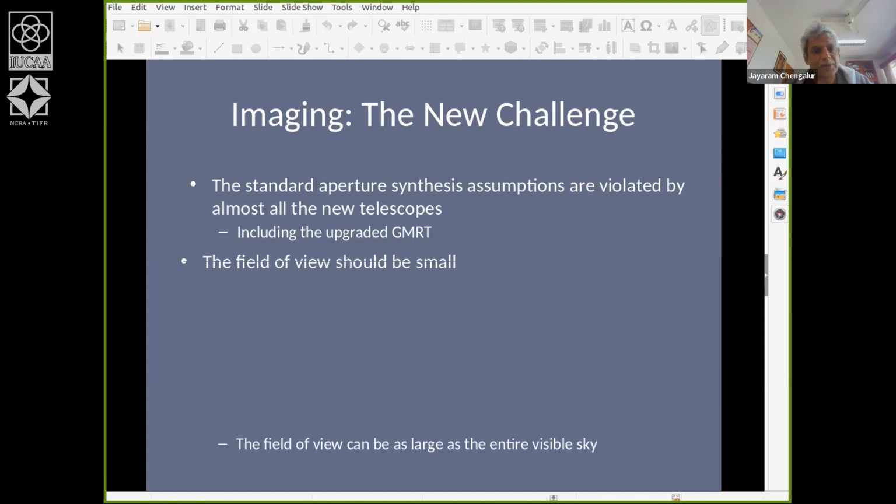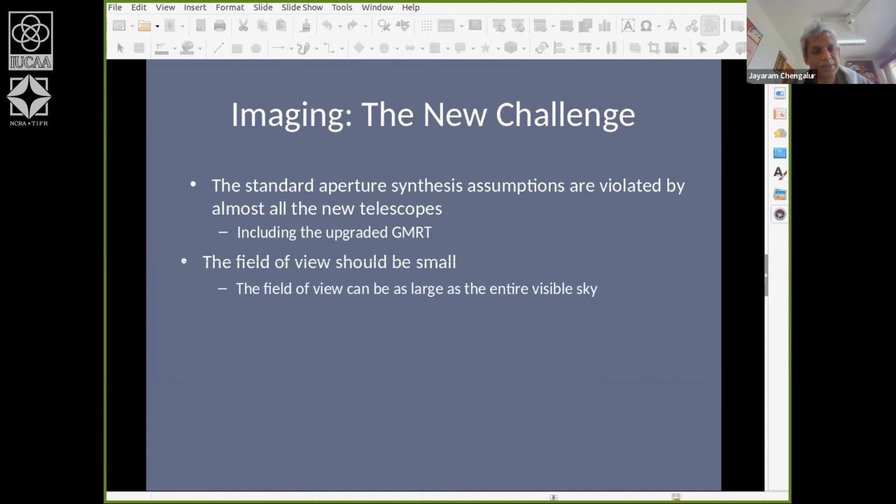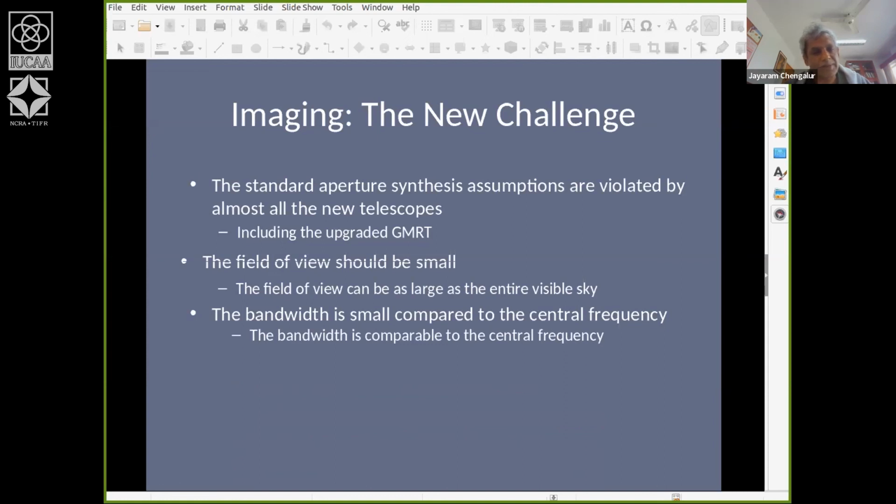So the first is that the field of view should be small. We haven't talked about this, but the next generation of radio telescopes, which is coming up, not the GMRT, but several others, including SKA, LOFAR, MWA, and so on, the field of view can be as large as the entire visible sky, right? It could be very large, and in general it is typically quite large. The other assumption that I didn't go into in detail, but which is required, is that the bandwidth be small compared to the center frequency. As we saw right now, the bandwidth is comparable to the center frequency. So that assumption also is broken.